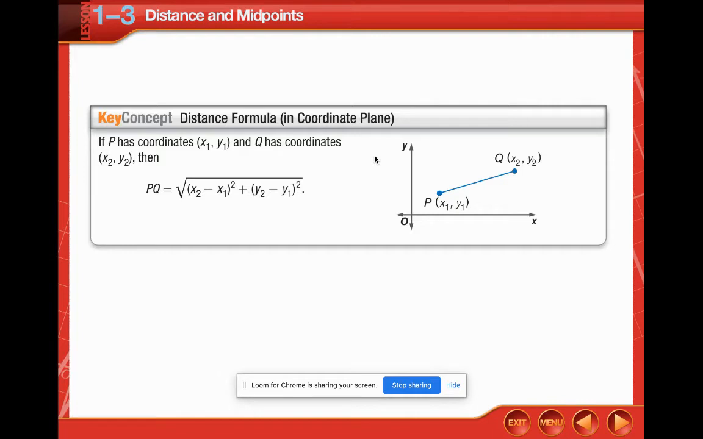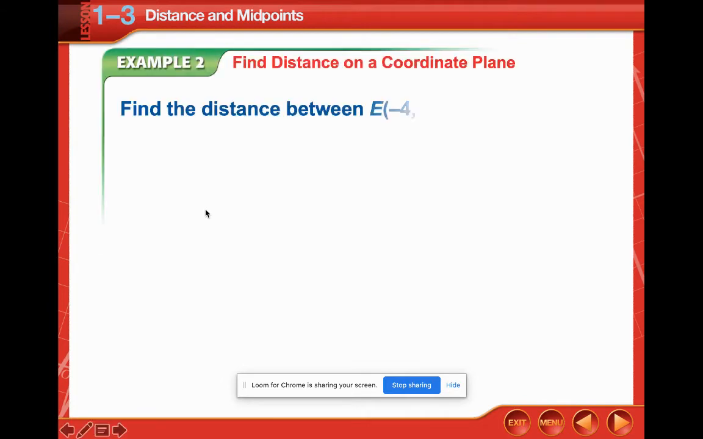All right? So as you can see, we got x1, y1 right here for P, and Q is x2, y2. What you're going to do is subtract x2 minus x1, square it, y2 minus y1, square it, add them together, square root it. That's your distance.